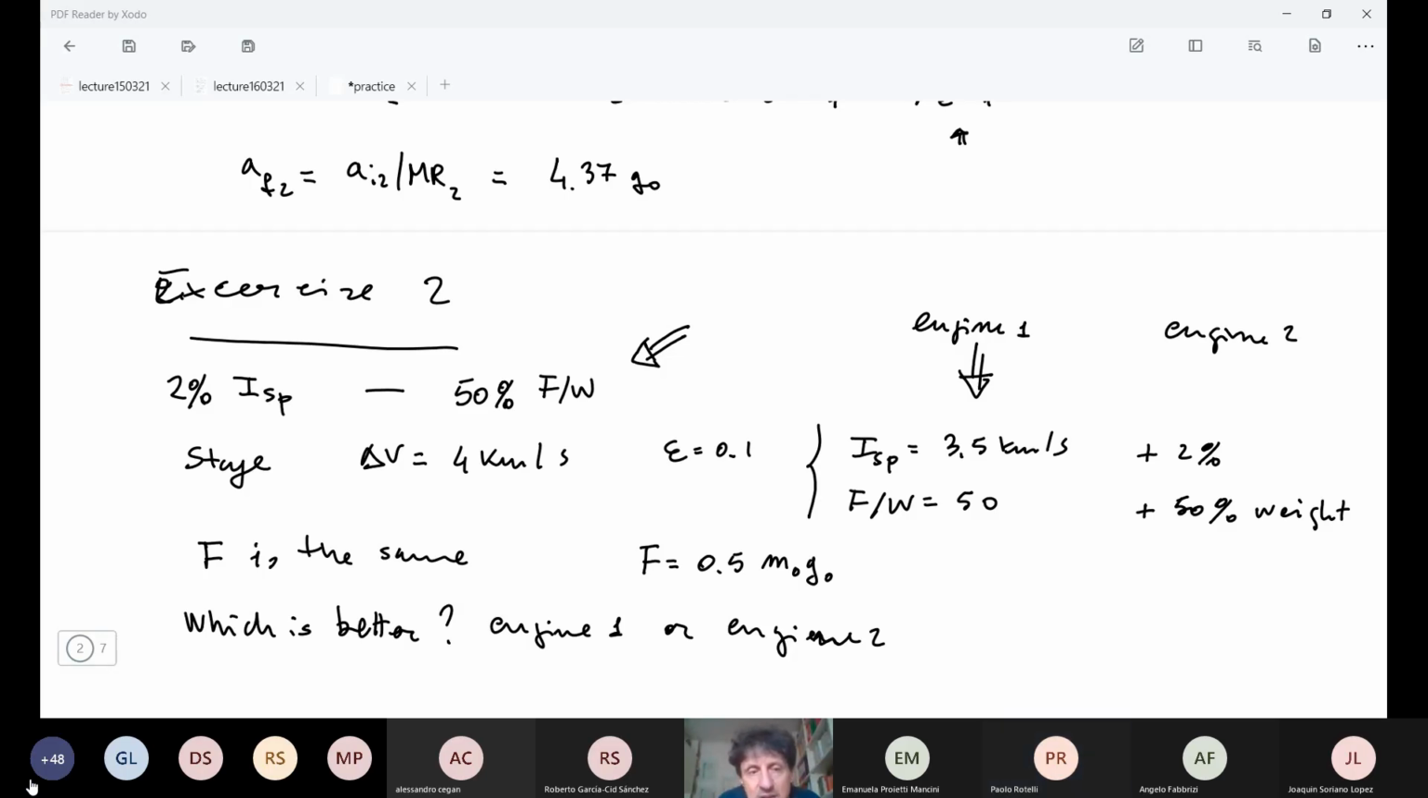Exactly, at the end what we have, our goal is to have the maximum payload ratio. That means the minimum mass to be launched for a given payload mass, or vice versa, the maximum payload mass that we can achieve for a given initial mass. This is, let's say, for a given mission in terms of delta V, a possible improvement. So here, when I ask which is better, of course, it will be better the engine that will provide for this data the maximum payload ratio.